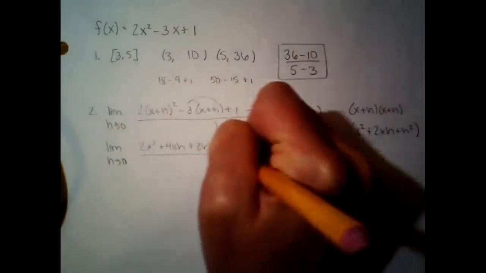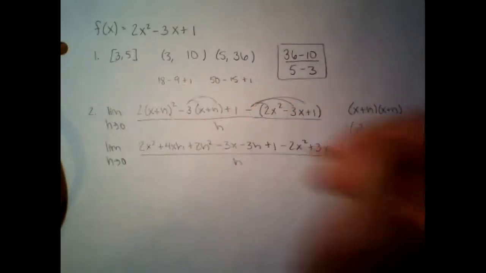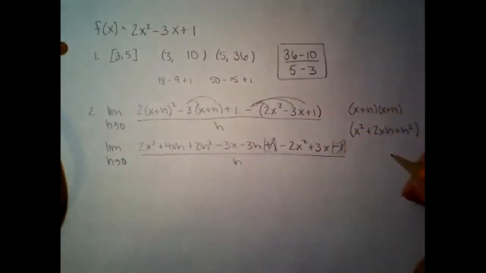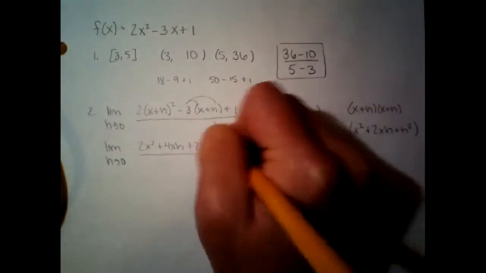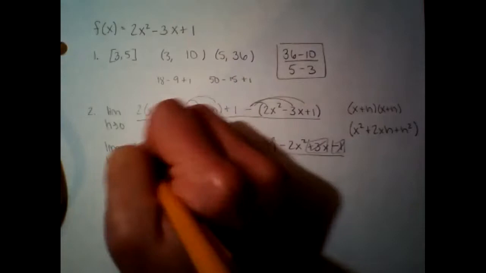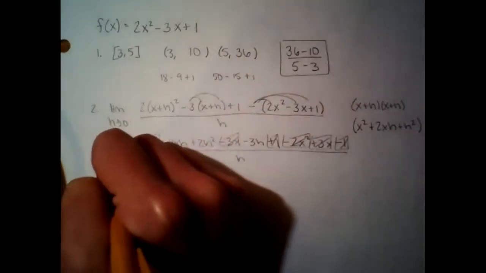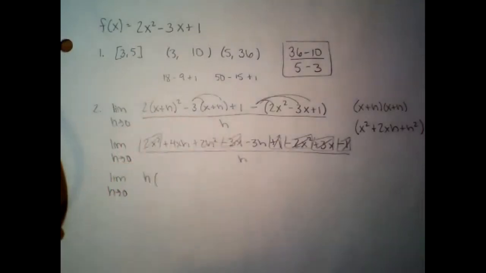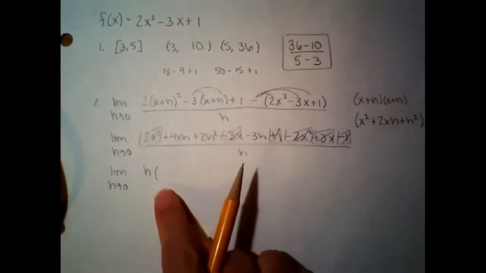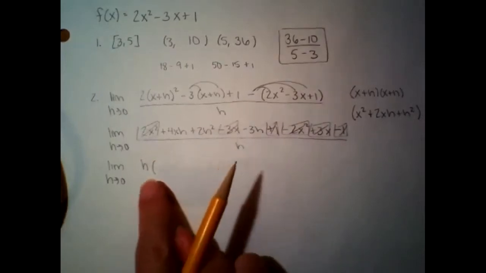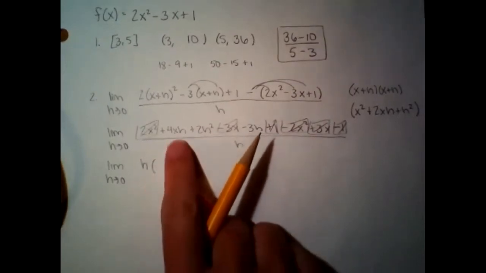And then almost everything should cancel out. So the 1s are going to cancel, and the 3x's are going to cancel, and the 2x squareds are going to cancel. And everything else you can factor an h out of. And almost all of you wrote this step. I was happy to see that. I feel like skipping this step is kind of not good because you can end up losing part of your answer. So just write it out.